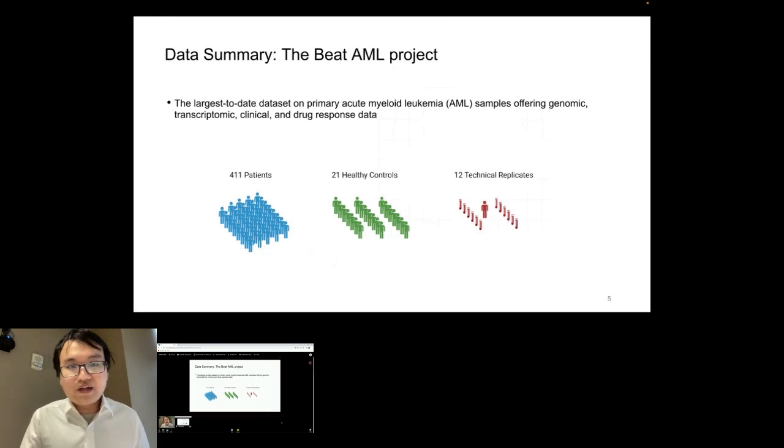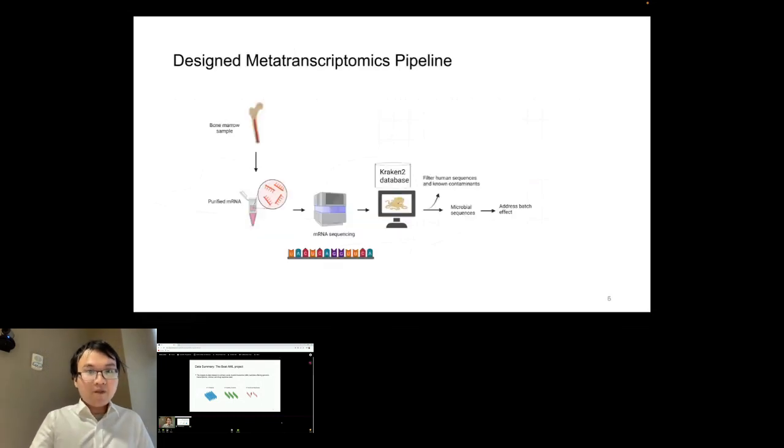The data I analyzed are collected from the blood and bone marrow of 411 AML patients, 21 healthy controls, and 12 technical replicates that come from one single healthy bone marrow donor. These samples are divided into 12 groups, which explains why there are 12 technical replicates. These 12 technical replicates will play an important role in our downstream quality control of the data.